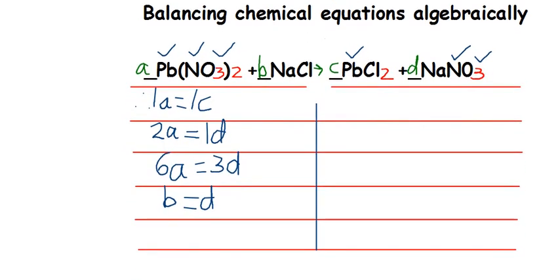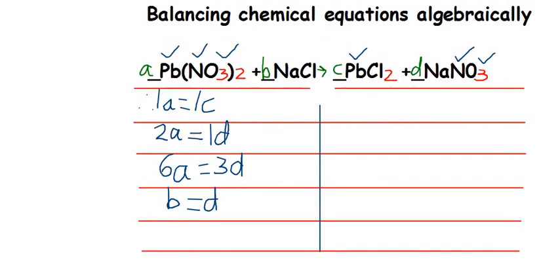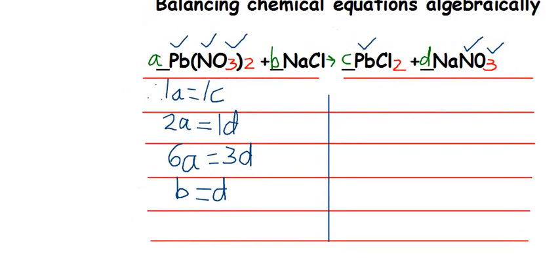Now coming to our last element, that is chlorine, we can say that B equals 2C. That's because on the left hand side there is one atom of chlorine and on the right hand side there are 2 atoms of chlorine. So now we have 1, 2, 3, 4 and 5 equations.